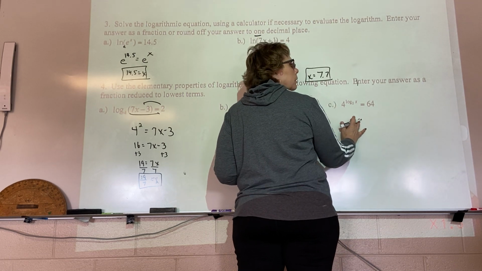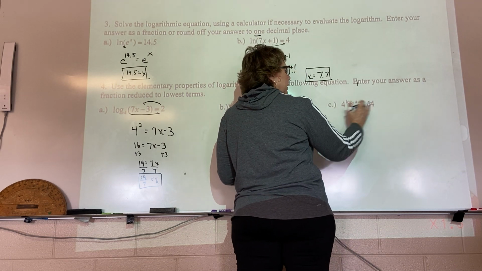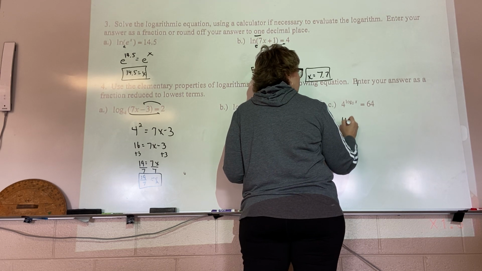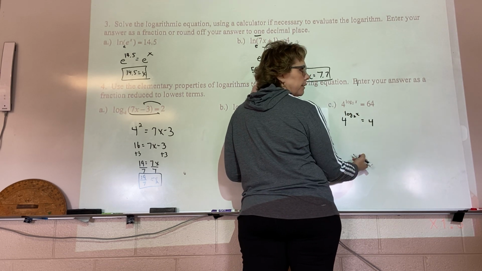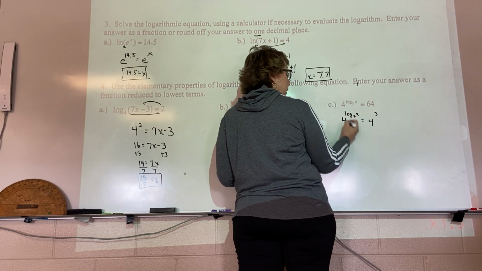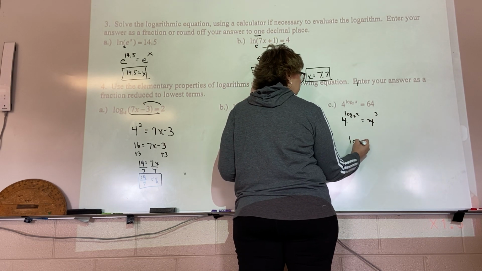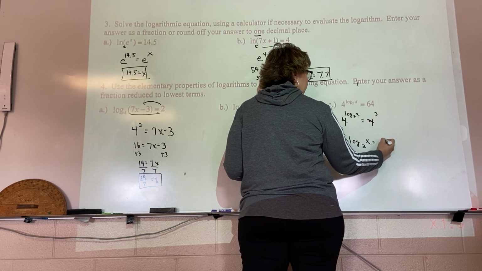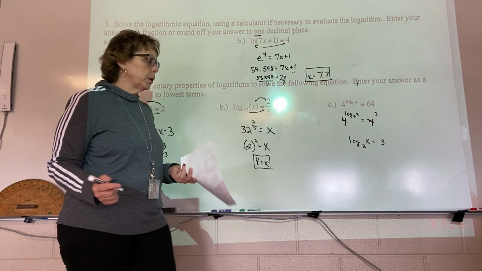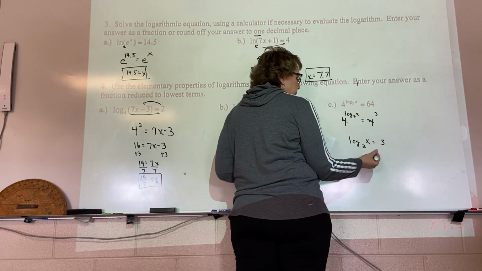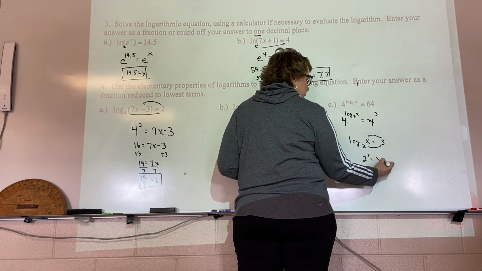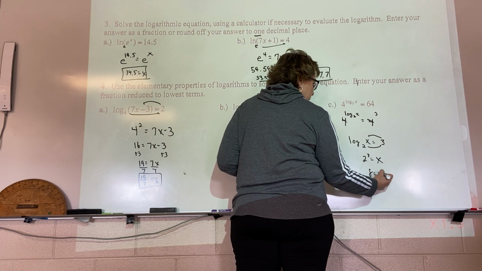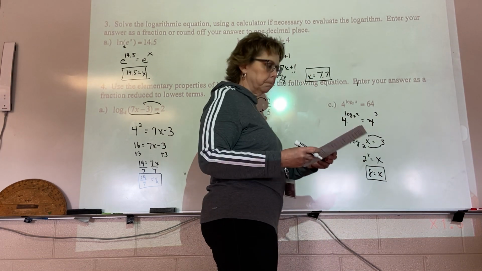And then here, I probably want to get same base. So leave the left-hand side alone. Change 64 to 4 to the 3rd. They drop. And now set the exponents equal to each other. Well, it's a logarithm, so just evaluate it. 2 to the 3rd is x, so x has to be 8.